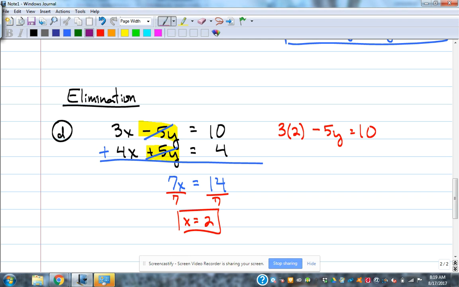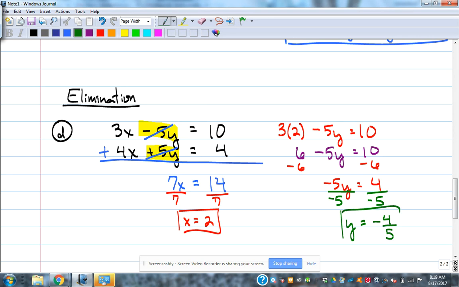Because I'm fairly confident in my ability to solve 3-step problems. That's 6 minus 5y equals 10. And then I would subtract 6 and then divide. Negative 5y equals 4, divide by negative 5. Negative 4/5 is y.